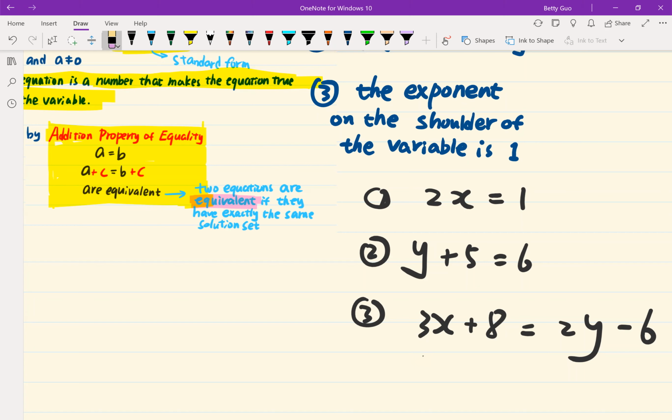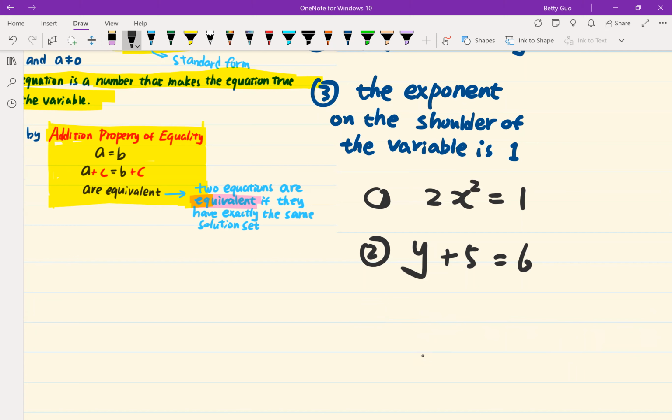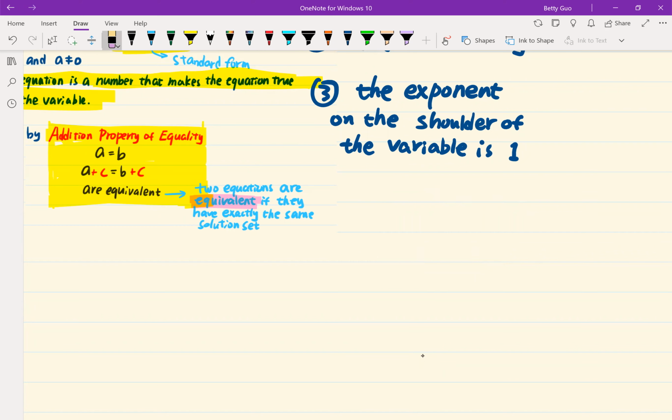What if here we have 2x squared equals 1? Would that be a linear equation in one variable? Not anymore, okay? This is quadratic. To be a linear equation in one variable, the exponent on the shoulder of x has to be 1. Does that make sense? Okay, very good. Again, the focus of today is to see how we solve a linear equation in one variable.